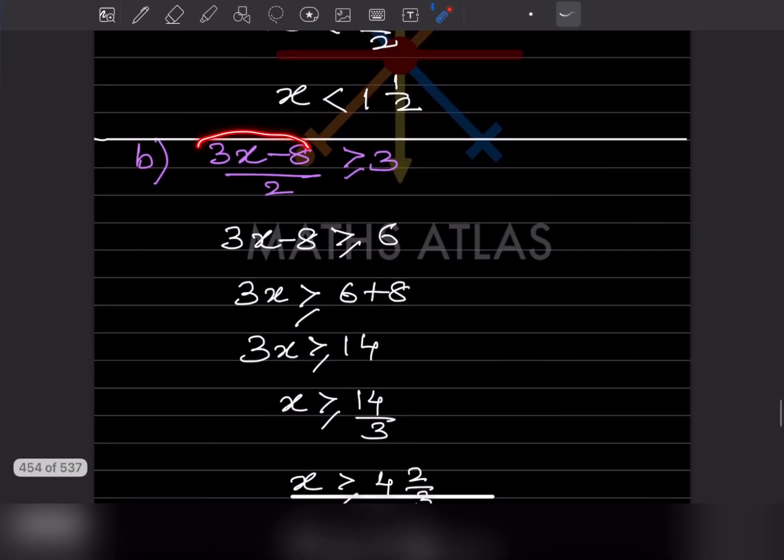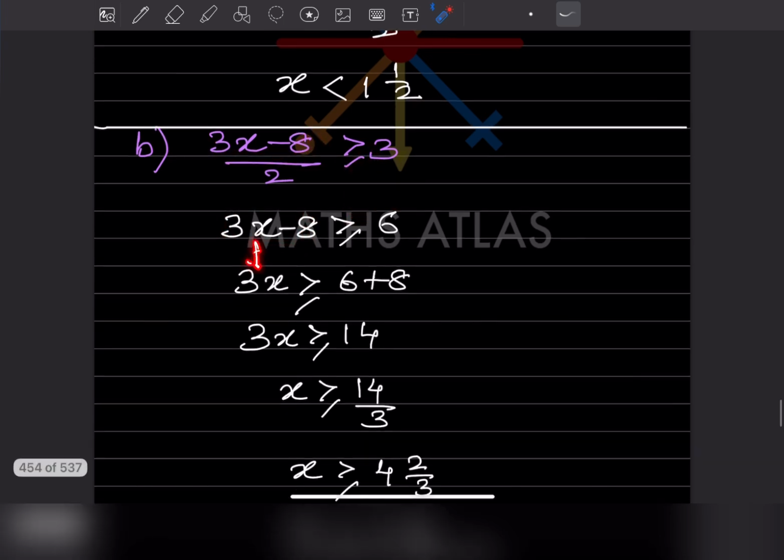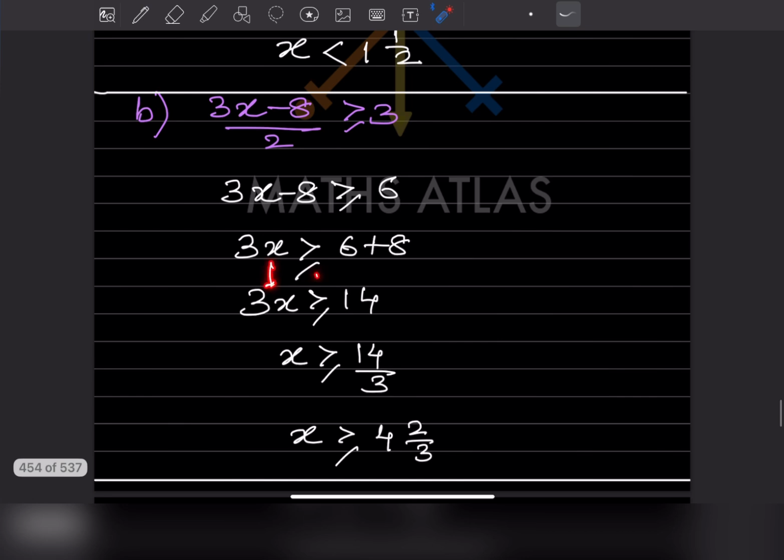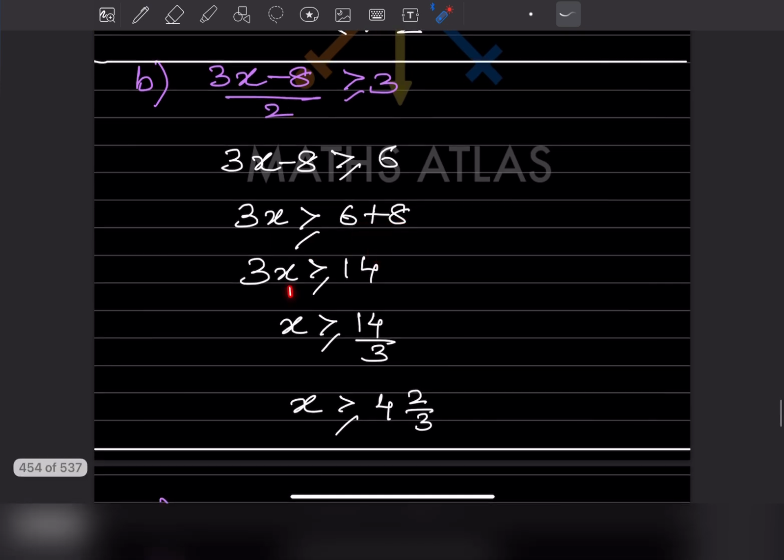Now again here the same, this part we are going to write it here. This we will take 2 on this side, so that will get multiplied. So 2 into 3, that is going to be 6. And this is going to be the same. Now we'll keep this 3x on the left hand side. This is 6, this is the same. Minus 8 will go here, that is going to be plus 8. This is the same. This part is going to be 14. So here x is going to be 14 and here this is going to be divided by 3.